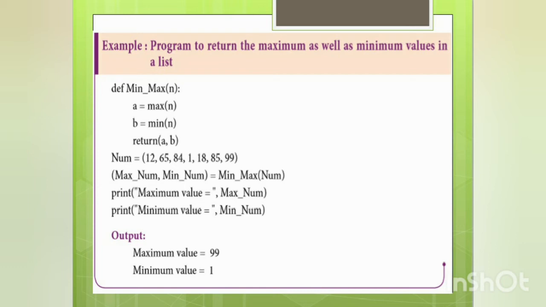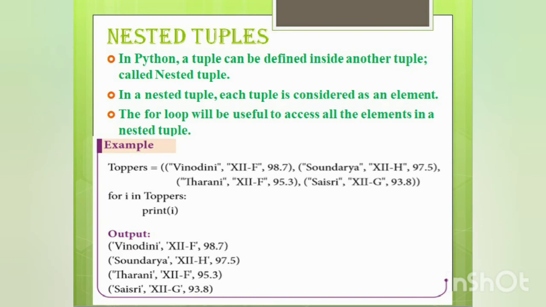What's the next line? Print of minimum value. So minimum value equal to will get printed. What is in min of num? That's b value. B value is 1. So that also will get printed. Clear? Now we will see about nested tuples.